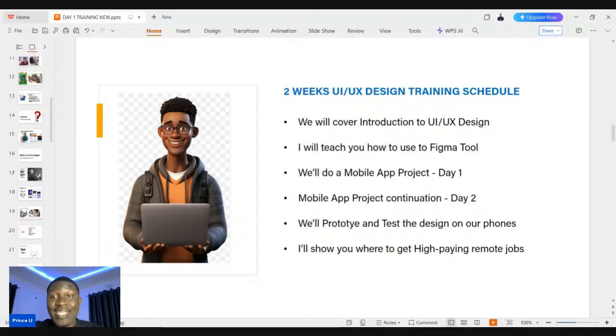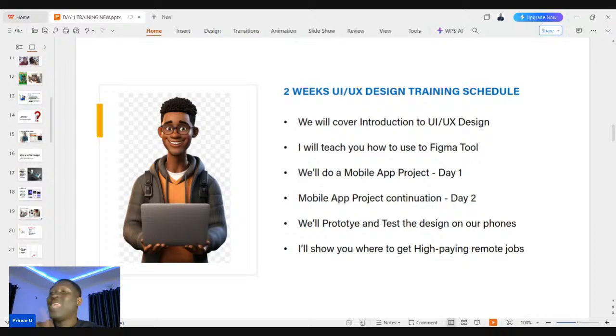We will design. Why am I taking you through this process? The goal of doing this, I want you to know that you can do it. You can do it. So we will do practicals. You will see your work. You will test it on your phone, right?